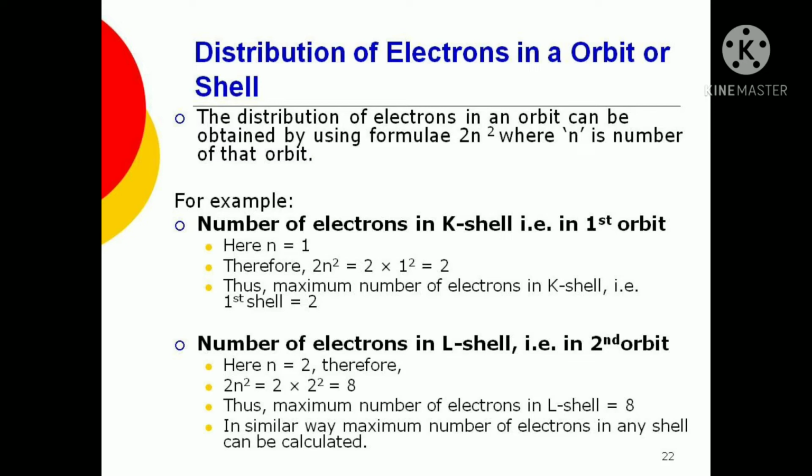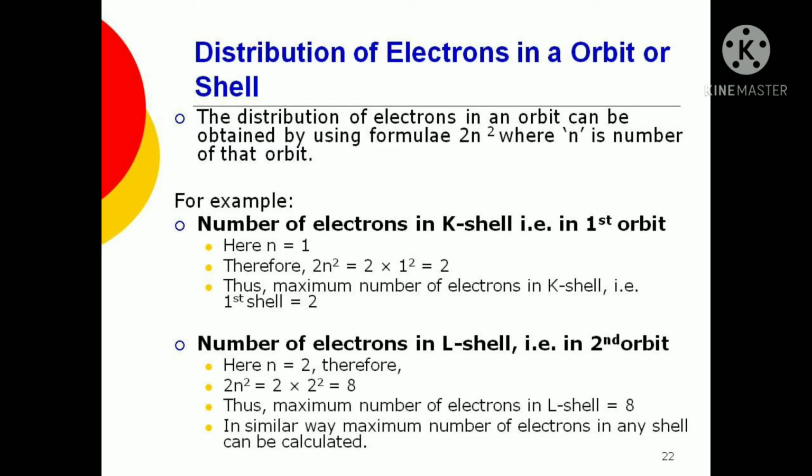So, number of electrons in the K shell. The first orbit, how many electrons can it hold? Here n is 1. n represents the number of the orbit, which number it is in the series. So if we take the first orbit, which we named K, we fill in the value of n. You can see in the example, 1 square is 1, and 1 into 2 is 2. So the maximum number of electrons in the K shell is 2. Two electrons can be held in the first orbit of any atom.